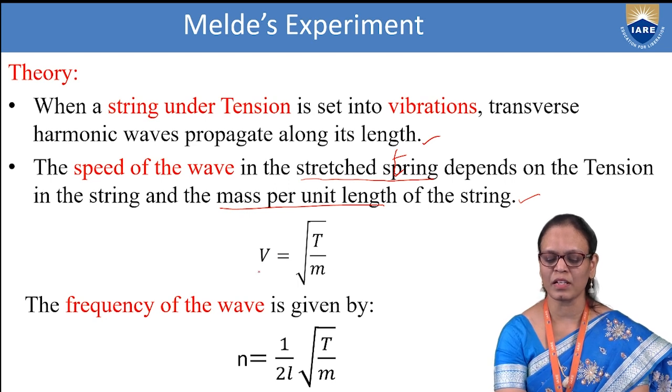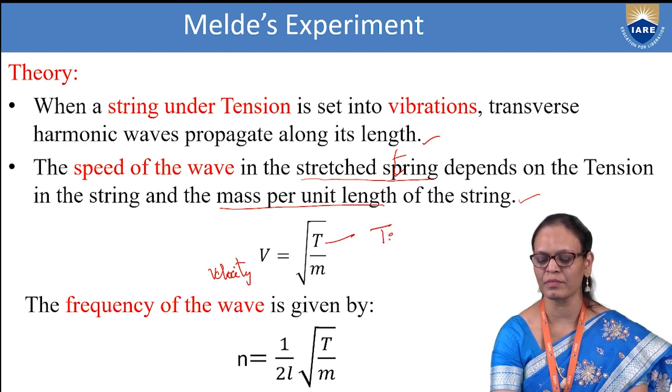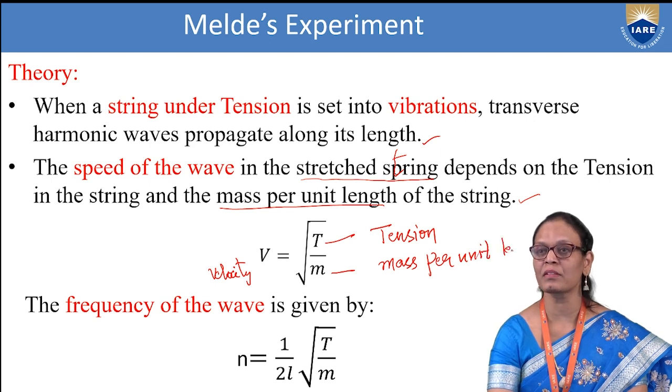So the velocity, here v is the velocity. Velocity depends upon T, the tension in the string, and m, the mass per unit length. Small m here is the mass per unit length, or we also call it linear density. This is called linear density.